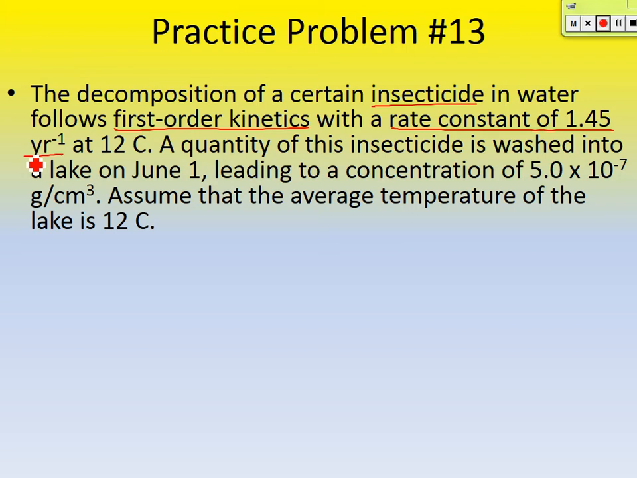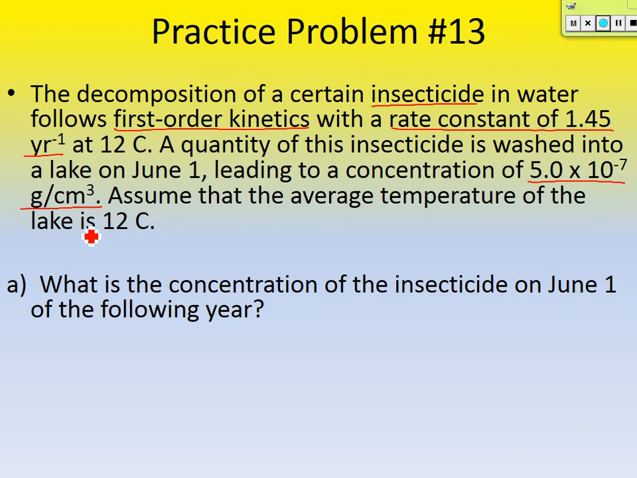A quantity of this insecticide was washed into the lake on June 1st, leading to a concentration of 5.0 times 10 to the minus 7th grams per centimeter cubed. Assume that the average temperature of the lake is 12 degrees Celsius. Okay? So we've got this pesticide. It follows first order kinetics. It gave us the rate constant. It also told us the concentration there. Now let's answer the question.